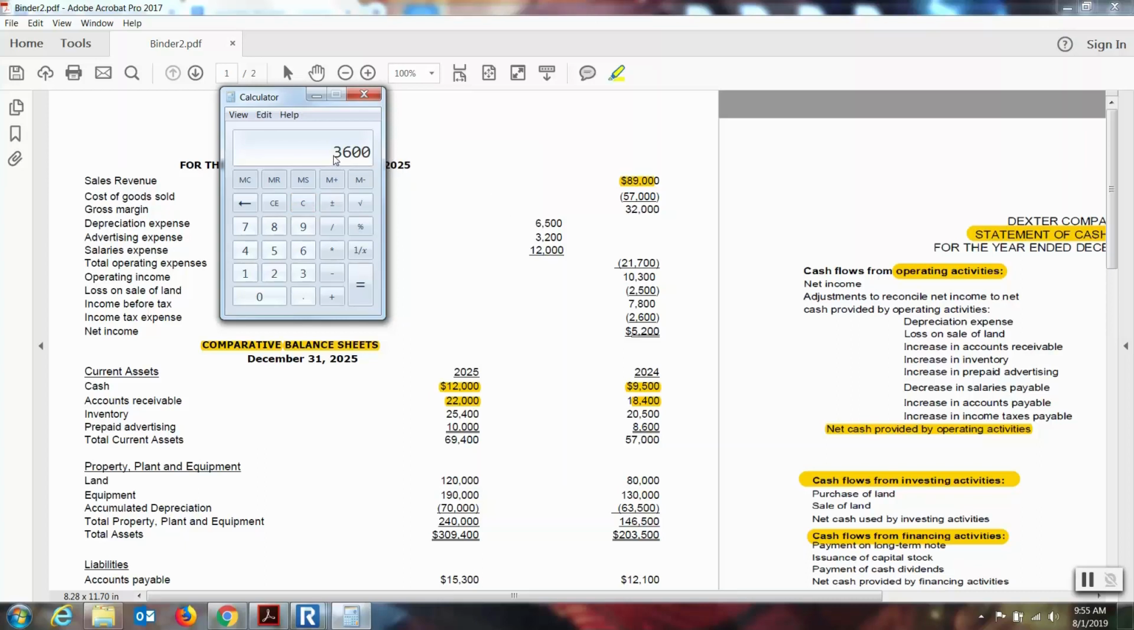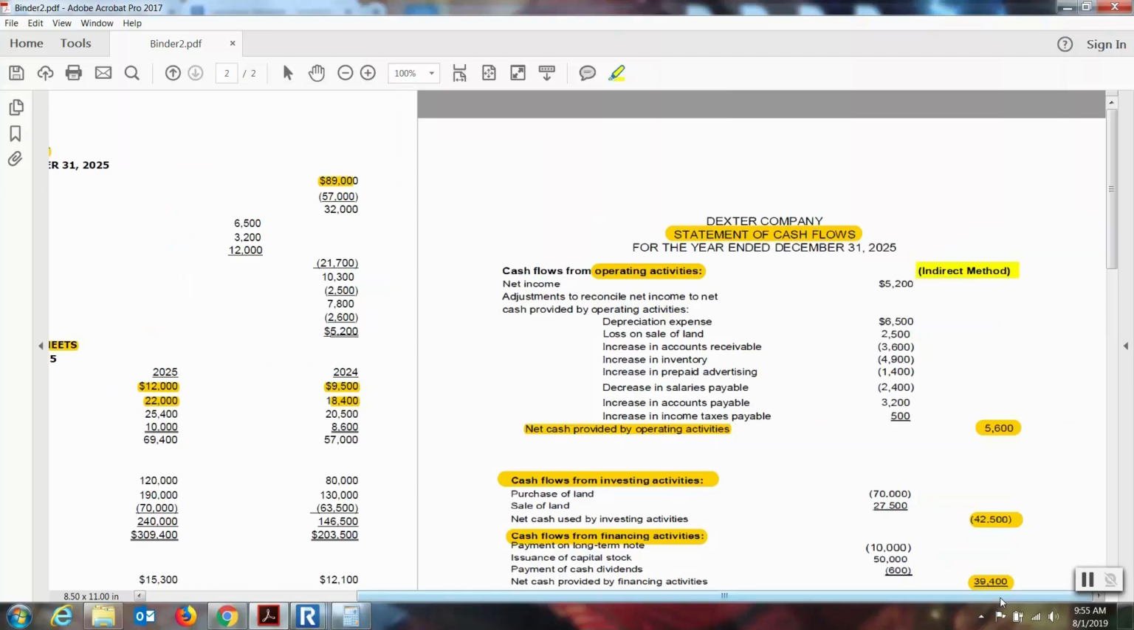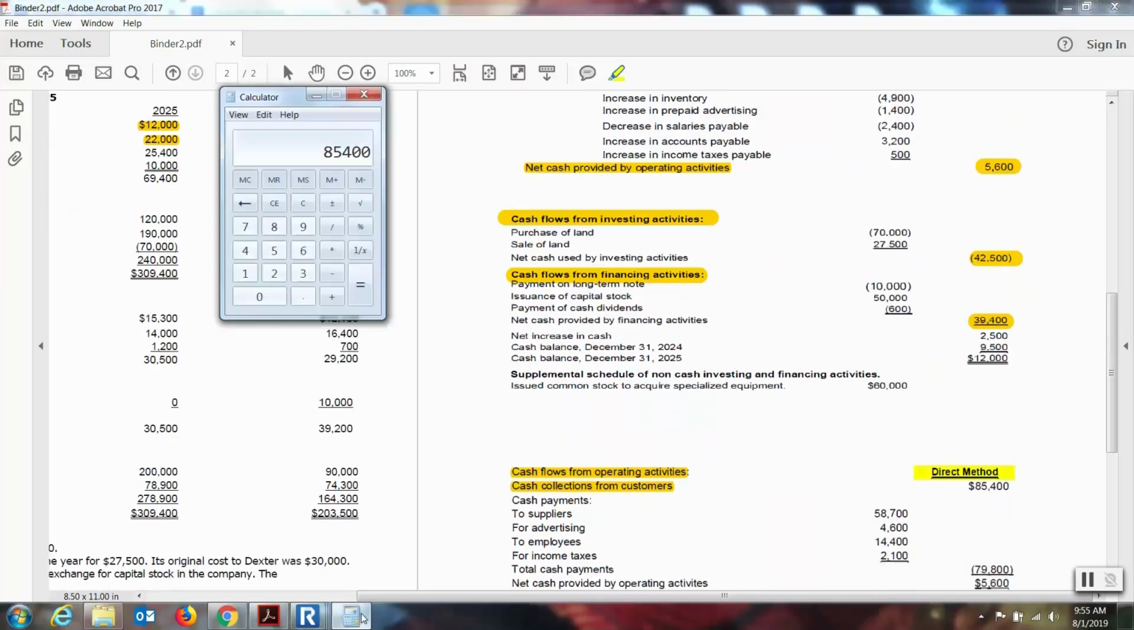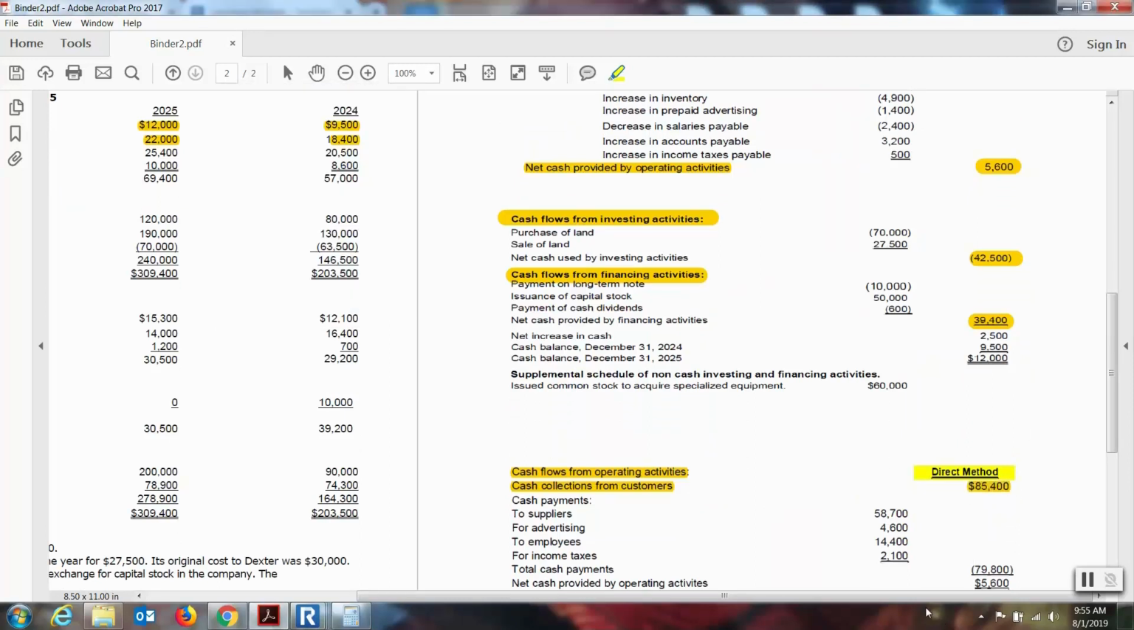There is an inverse relationship between the accounts receivable and sales. So we need to take our sales now and subtract that $3,600 we just calculated, and we get $85,400. That's the amount of cash inflows we're going to assume occurred for this problem. $85,400, and there you see it.